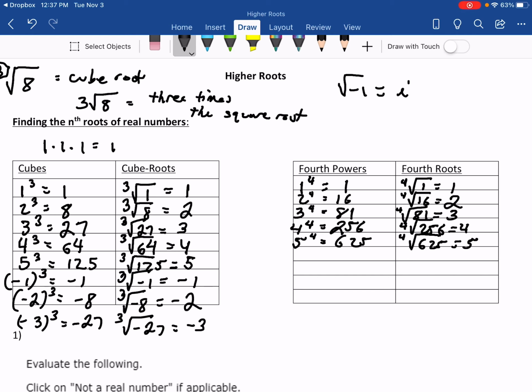Okay, let's talk about fourth roots of negative numbers. Well, if we raise a negative number to the fourth power, let's say I do -1 to the fourth power. It's going to be -1 times -1, +1, times -1 is -1, times one more -1 makes +1. But is the fourth root, well, let's hold off on that question. Let's see what happens when we do -2 to the fourth.